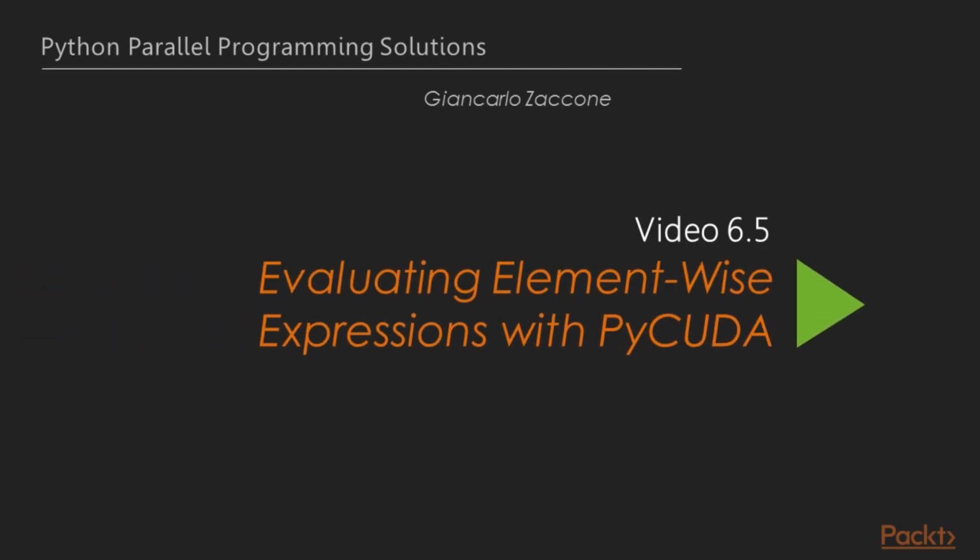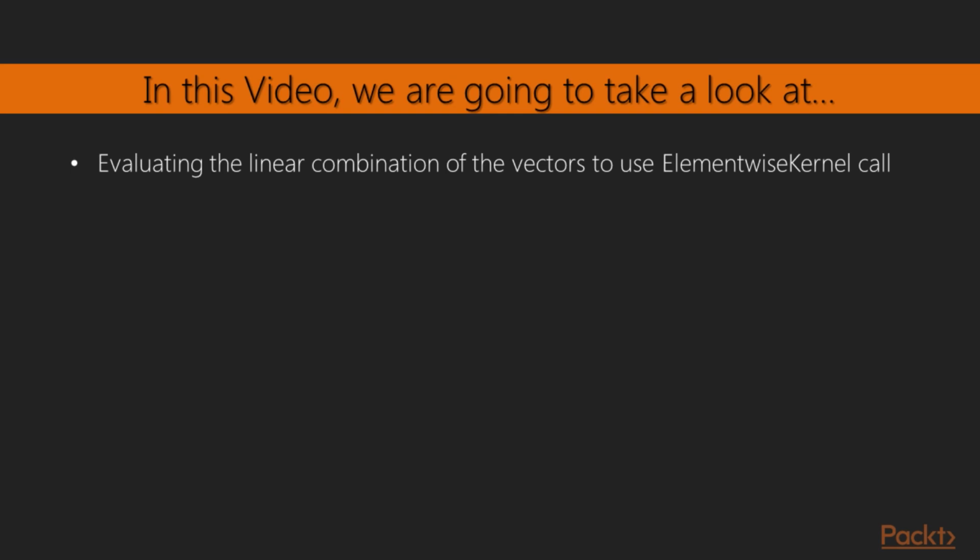In our previous video, we saw how to invoke kernel with GPU array. This is our fifth video, evaluating element-wise expressions with PyCUDA. In this video, we'll evaluate the linear combination of the vectors to use element-wise kernel call.